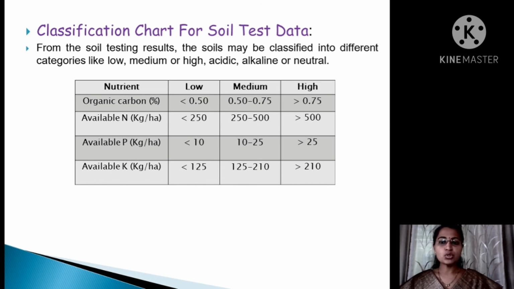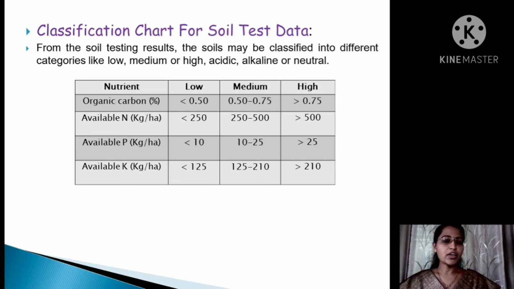If you see the first nutrient, that is organic carbon, if the percentage of organic carbon is less than 0.50, then that soil is categorized as low. If it is between 0.50 to 0.75, then it is categorized as medium soil. And when the organic carbon content is greater than 0.75, then it is categorized as high. In the same way, available nitrogen, available phosphorus and available potassium are reported.